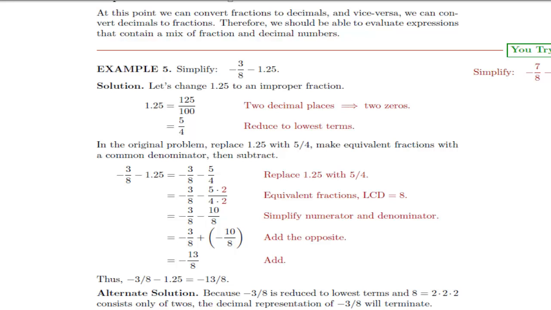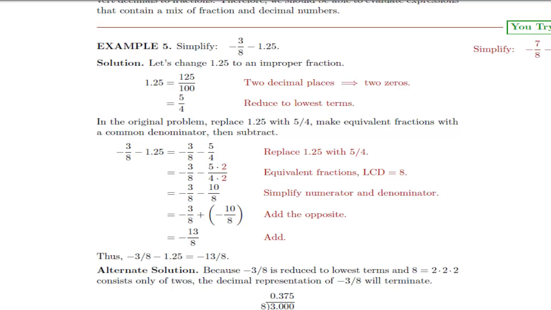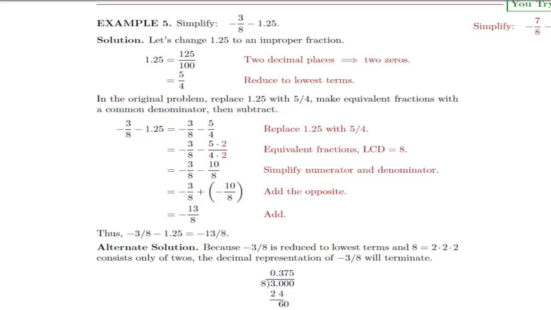Solution. Let's change 1 and 25 hundredths to an improper fraction. 1 and 25 hundredths equals 125 over 100 equals 5 over 4. In the original problem, replace 1 and 25 hundredths with 5 over 4, make equivalent fractions with a common denominator, then subtract. So, we get negative 3 over 8 minus 5 over 4. The denominators are 8 and 4. The lowest common denominator is 8 since 4 is a factor of 8.